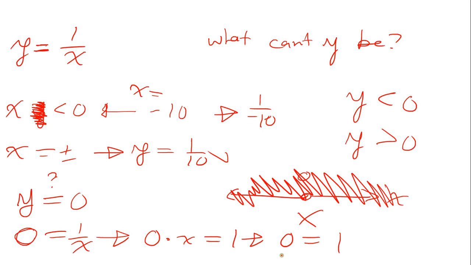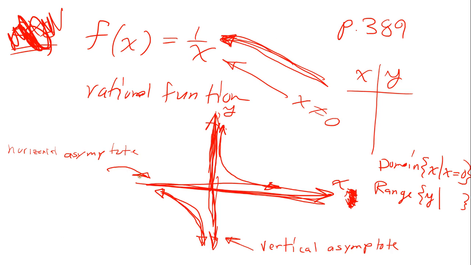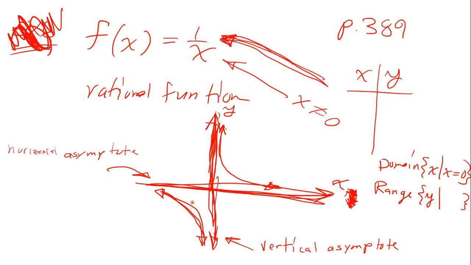From this, it's clear why X can't be 0. Excuse me, go back. Where's the page? Yeah, it's clear why X can't be 0. So it's this part. This vertical asymptote is pretty clear. X can't be 0, because I can't divide by 0.